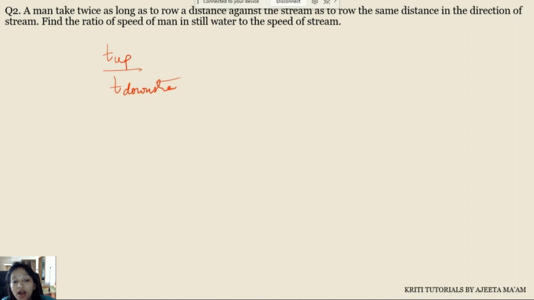Okay, so now upstream time and downstream time. What is that ratio given to you? Upstream में he took more time. कितना टाइम? अगर डाउन स्ट्रीम में 10 आवर्स लगे तो अप स्ट्रीम में ही टुक 20 आवर्स. So what's the ratio? 2/1.